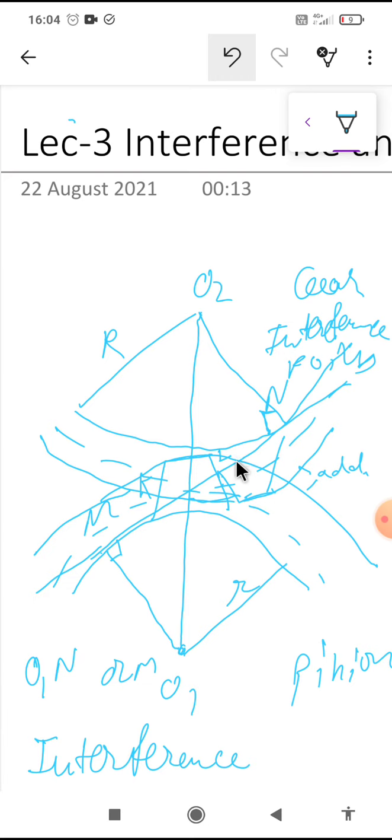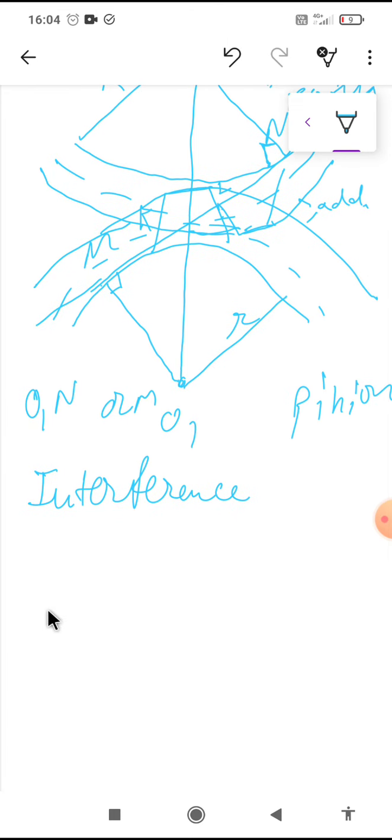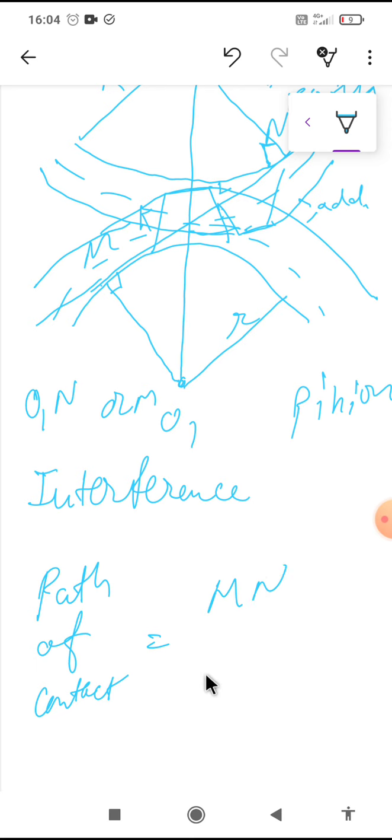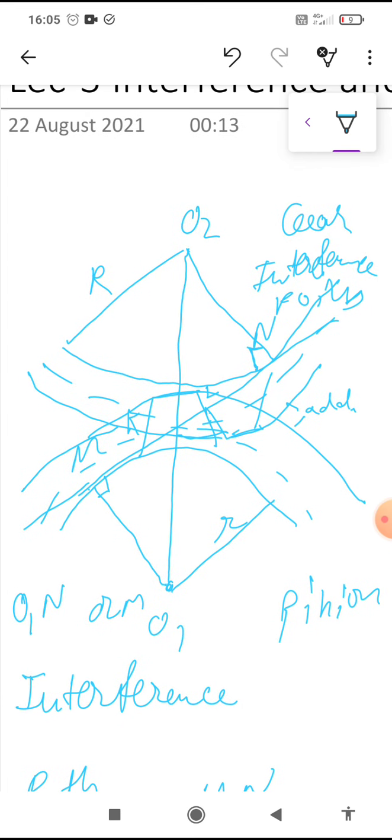Between the points of tangency, when the interference is avoided, the maximum length of the path of contact is MN. So the maximum length of the path of contact is MN. Let me write path of contact: the maximum is MN. Now MN can be written as MP plus PN. Now what are MP and PN here?